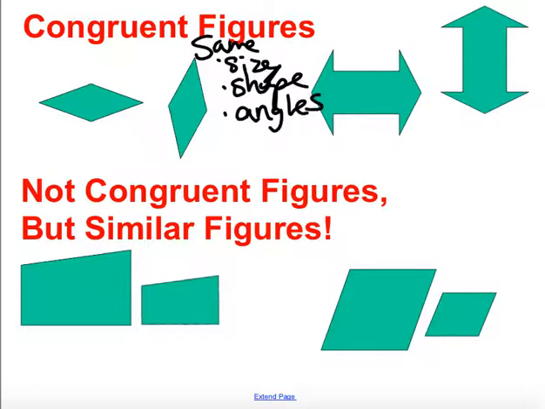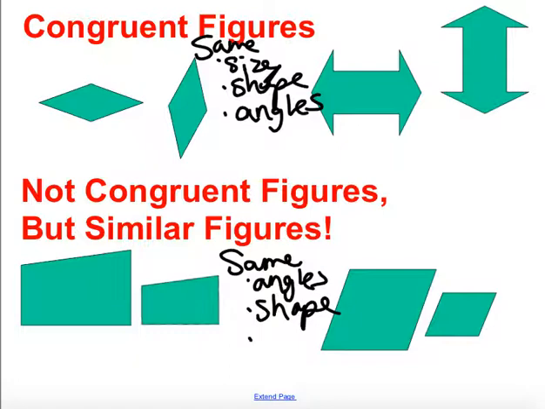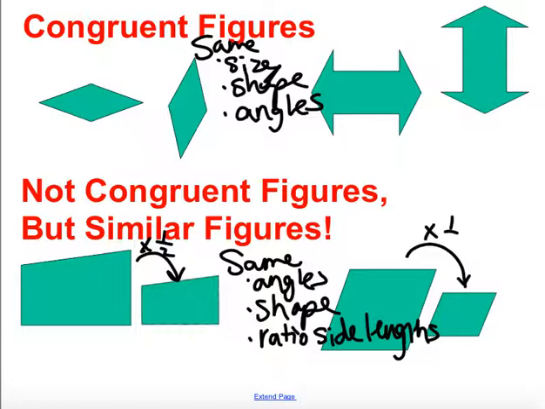Now, similar figures aren't congruent when we don't have the same size. We still need the same angles, we need the same shape, and we need to have a proportional side length, a ratio between side lengths. That means that if we have these similar figures, maybe this one is half of that one, so we would multiply by 1/2. Or maybe this is a third of what the original one was. So we have a ratio between all of the side lengths.